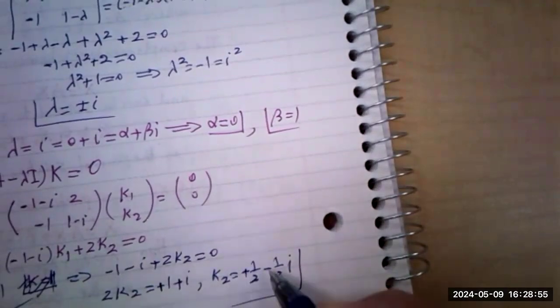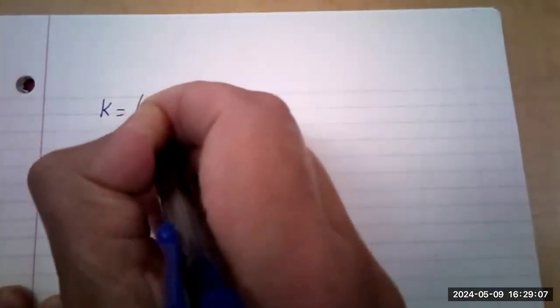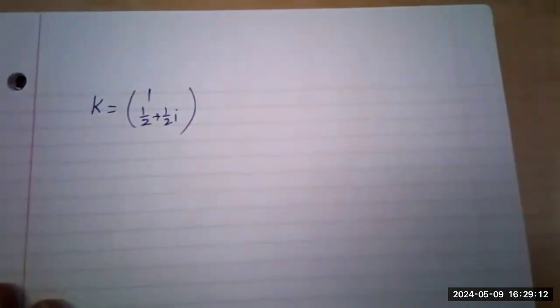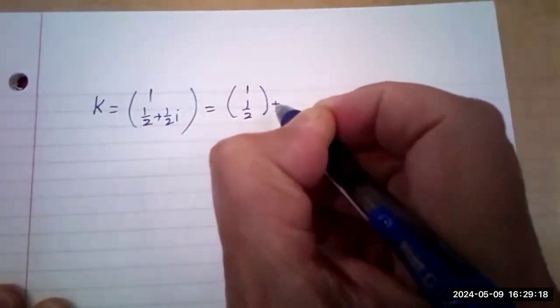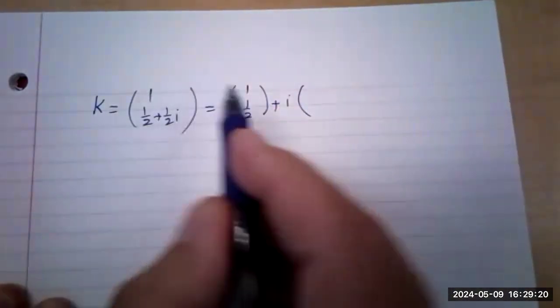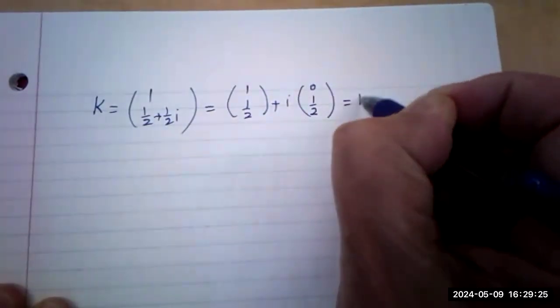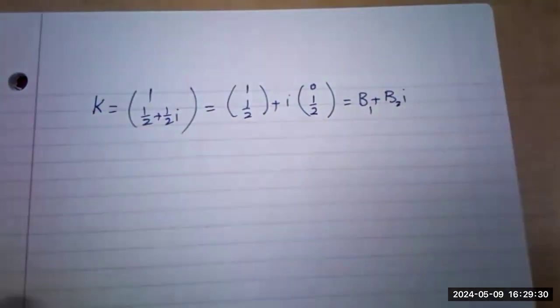Okay, are you ready? So introduce the K. Your K is equal to K1, that was 1/2 plus 1/2 i. You know that you have to break it into the real part, which is going to be 1/2, and the complex part. The complex part of the first one is going to be 0, and the second one would be 1/2. This is going to be your b plus bi, b1 and b2 i.